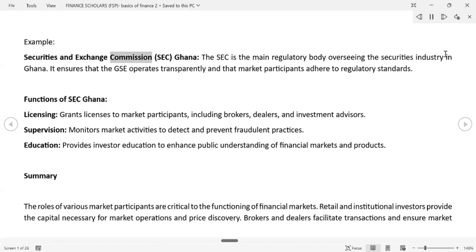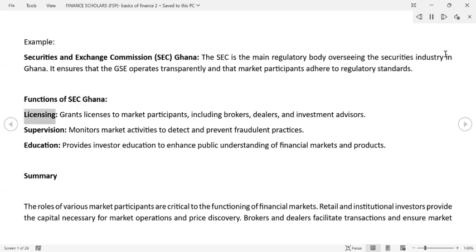Example: Securities and Exchange Commission, SEC, Ghana. The SEC is the main regulatory body overseeing the securities industry in Ghana. It ensures that the GSE operates transparently and that market participants adhere to regulatory standards.